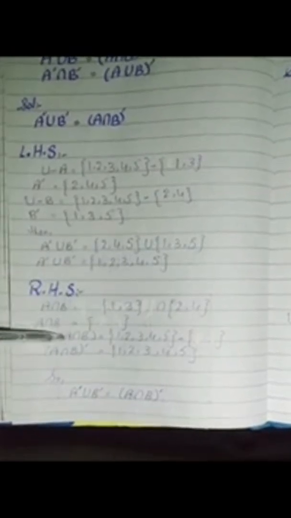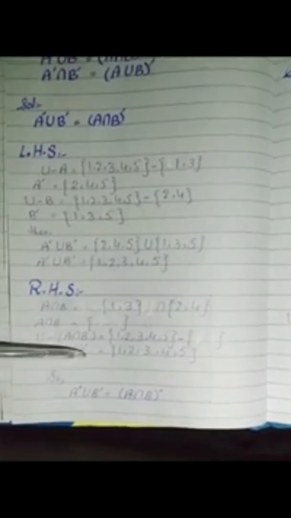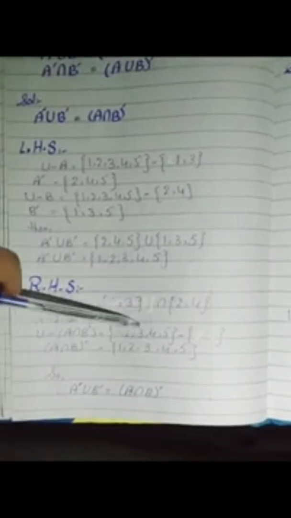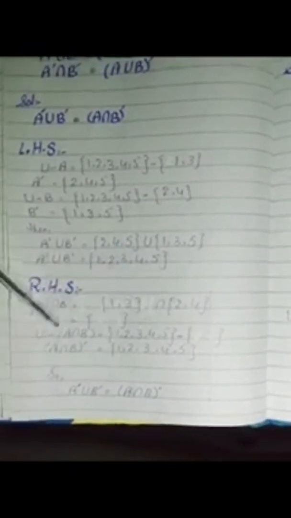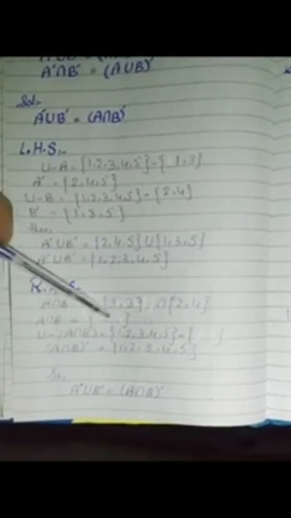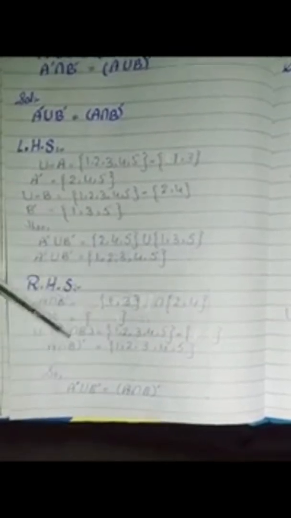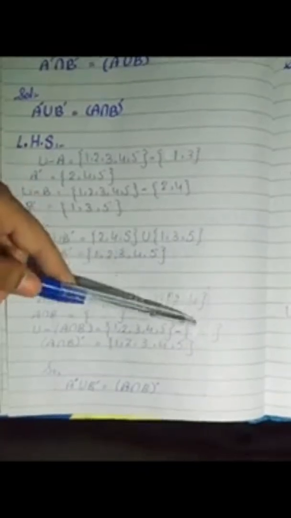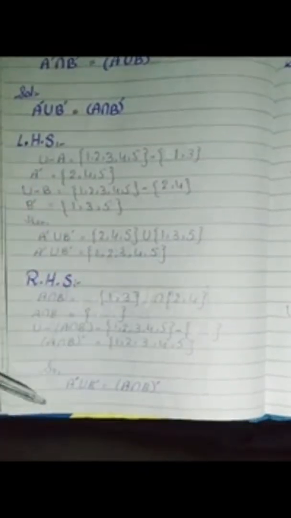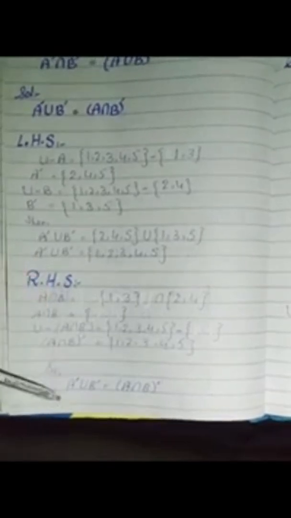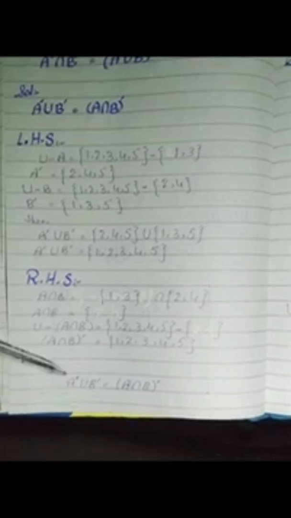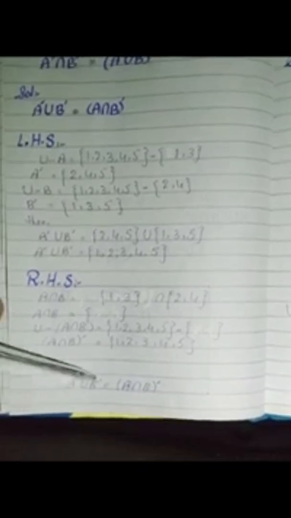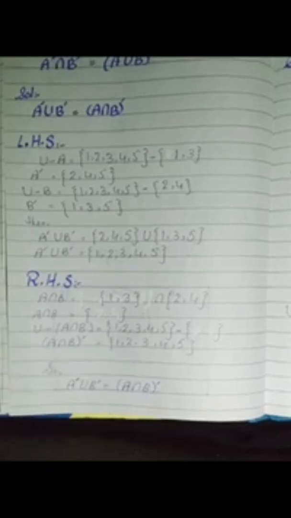Then we subtract A intersection B from the universal set to get the complement of A intersection B. And we have 1, 2, 3, 4, 5 universal set minus A intersection B, which is an empty set. And when we write the values which are present in the universal set, then all the values are present in the universal set because A intersection B is an empty set. So we have 1, 2, 3, 4, 5, and the left hand side is equal to the right hand side, which is A complement union B complement is equal to A intersection B complement.